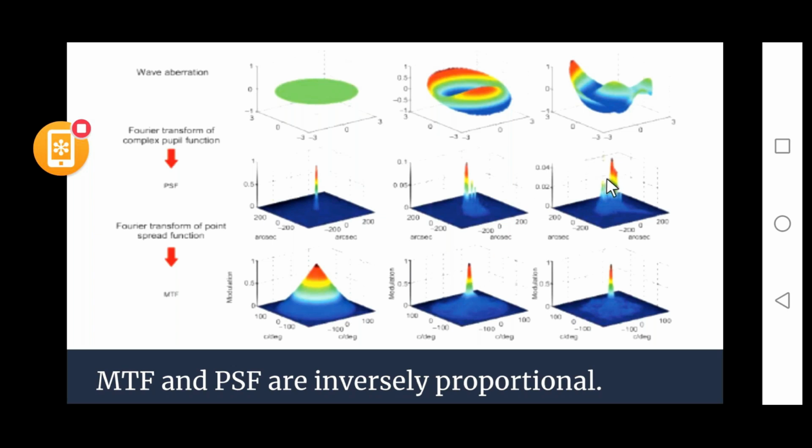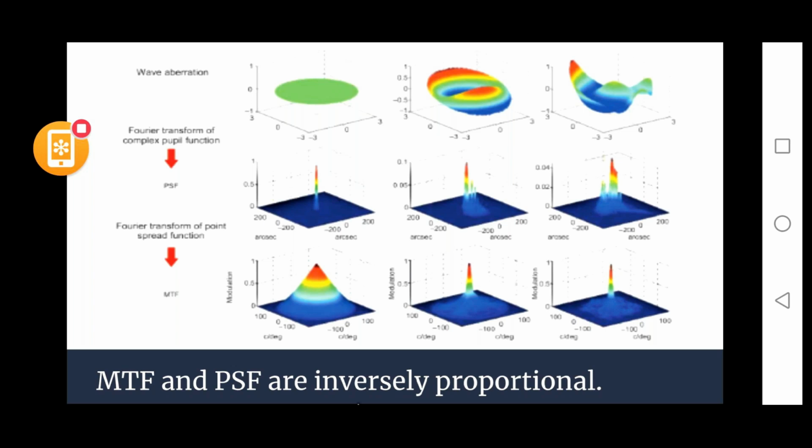And in the last image, there is a lot of spreading of the PSF. The point image which is formed is not a point at all. It is spread to a very huge proportion. Whereas on the MTF, it has almost become very thin. That means the intensity of the light which is passing through it is very less.